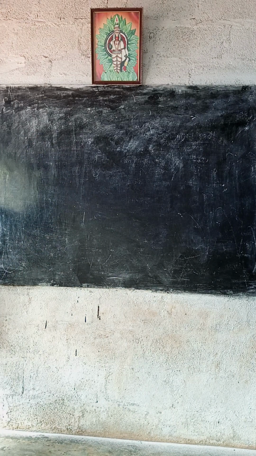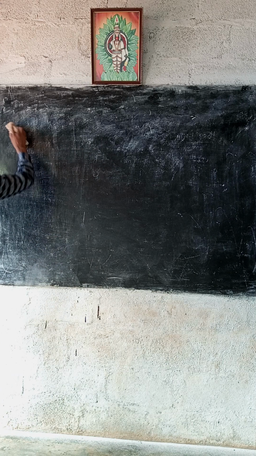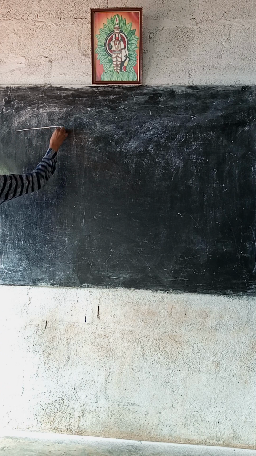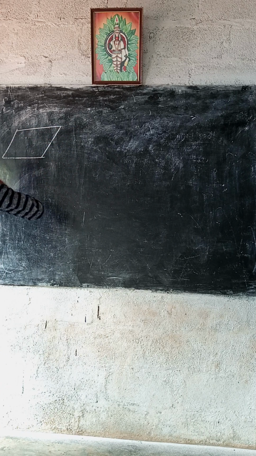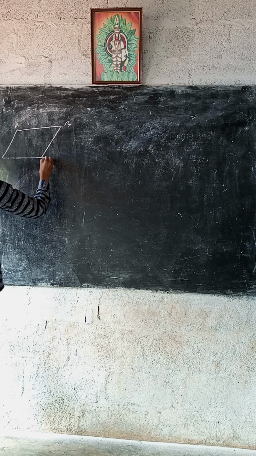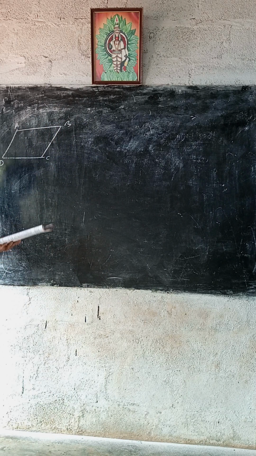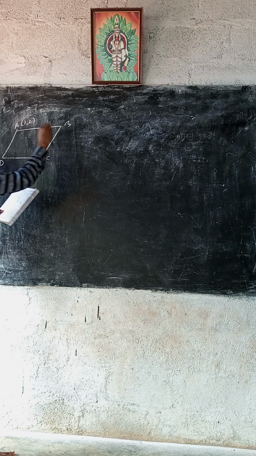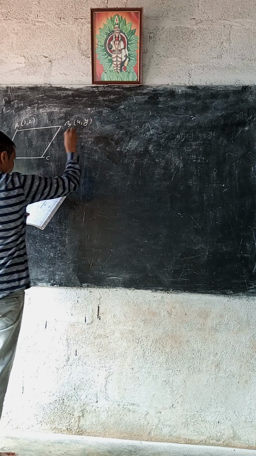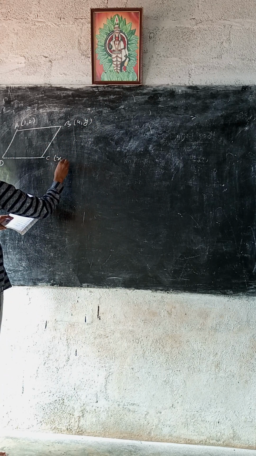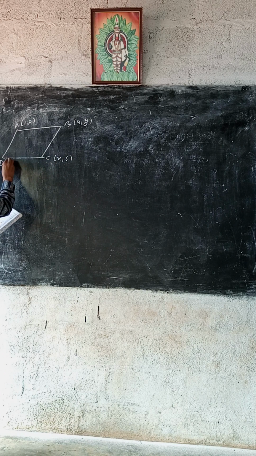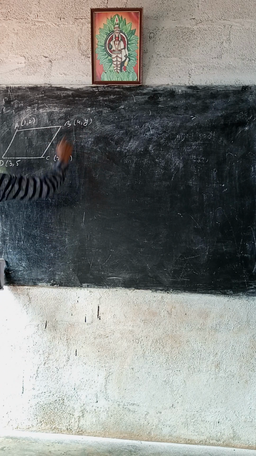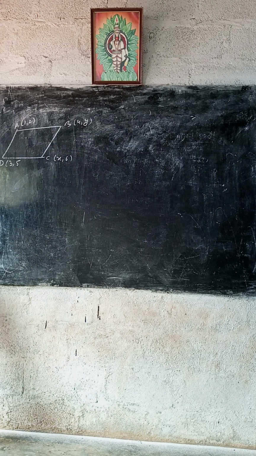Suppose that this is our parallelogram. A, B, C and D is a parallelogram. In that parallelogram, A is given as (1, 2), B is (4, y), C is (x, 6) and D is (3, 5). In order to find the x and y, we are going to work with the parallelogram taken in order.